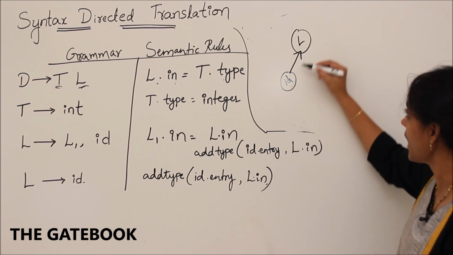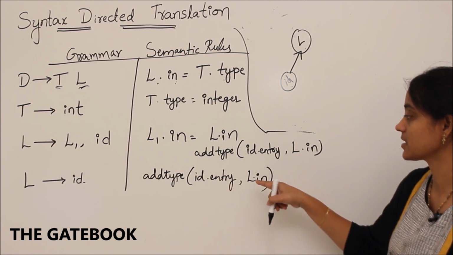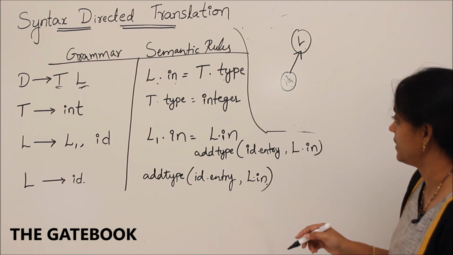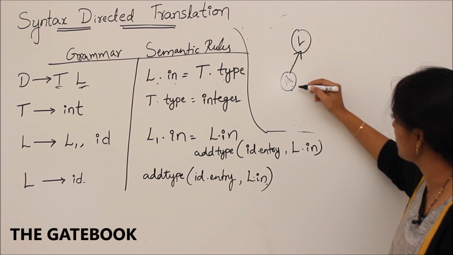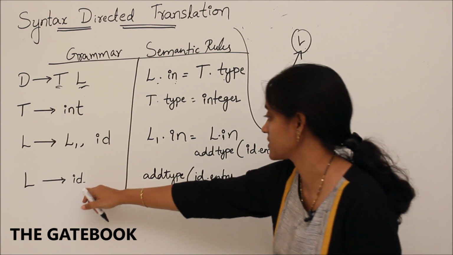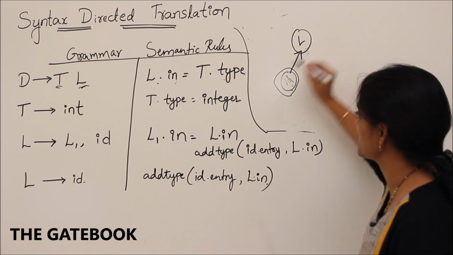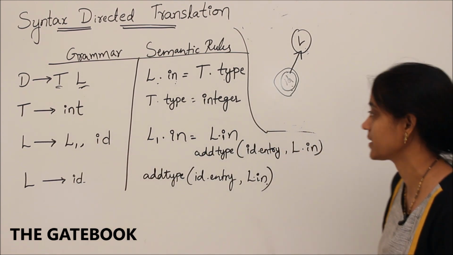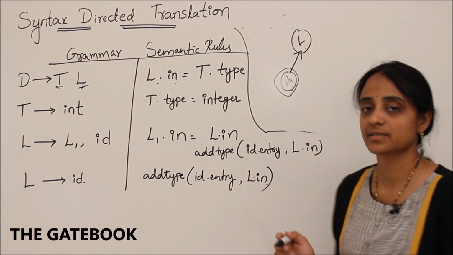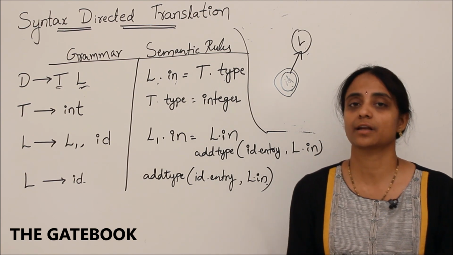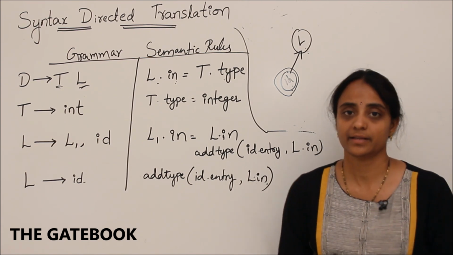This shows that ID is depending on L, because to add this entry we need to first compute the inherited attribute of L. So whenever there is L on the right hand side, to evaluate this production, first we should have evaluated the productions which are having L on the right hand side. That is how we construct the dependency graph, and once we construct the graph we find the topological order based on the dependencies, and we evaluate the expressions in that order.